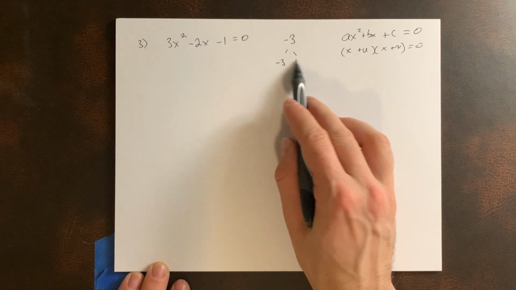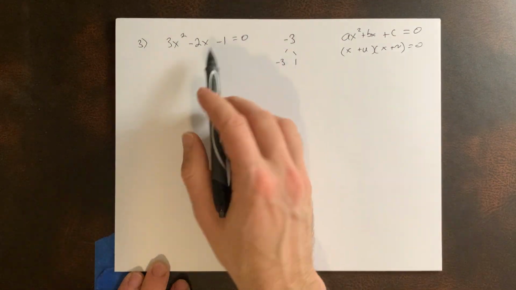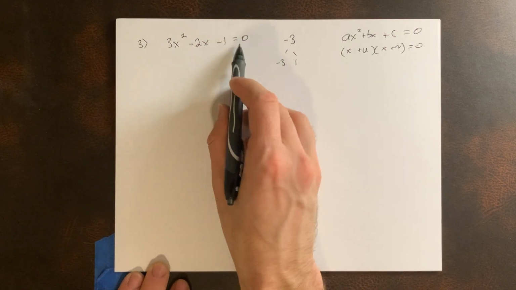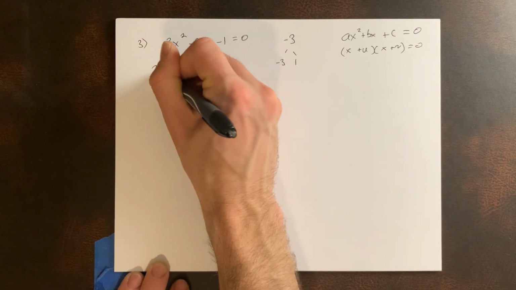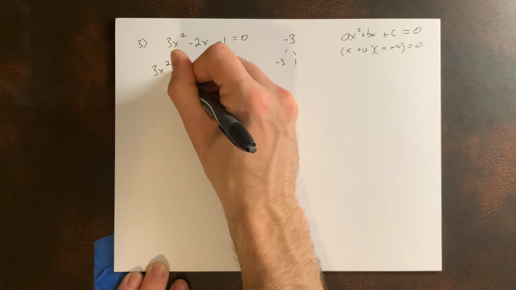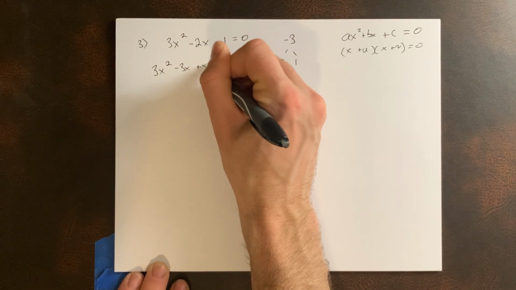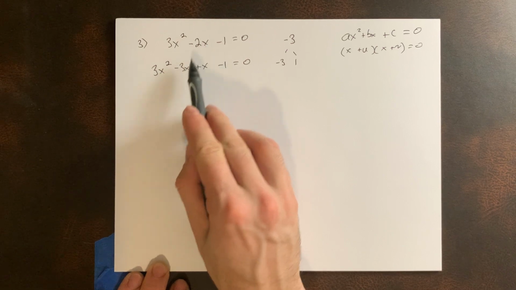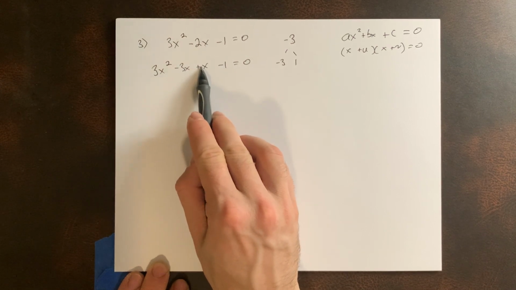Okay, so we have these numbers from the factoring. We remember that instead of writing a minus 2, now we're going to write a minus 3 plus 1. So we're going to rewrite this as 3x squared minus 3x plus x minus 1 is equal to 0. So again, instead of writing a minus 2 here, we're writing a minus 3 plus a 1.